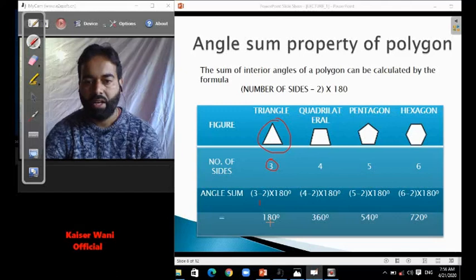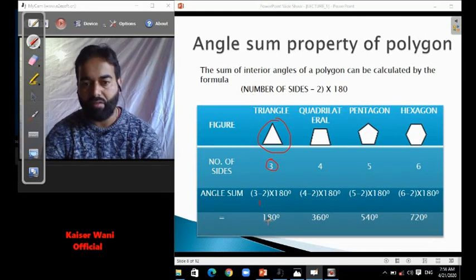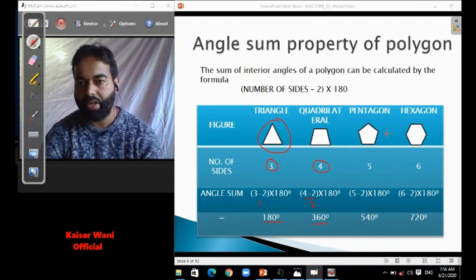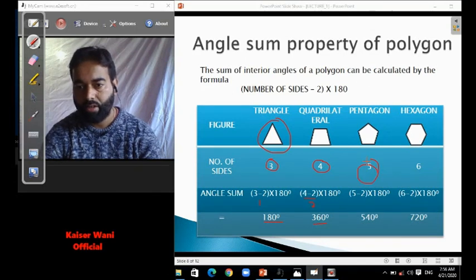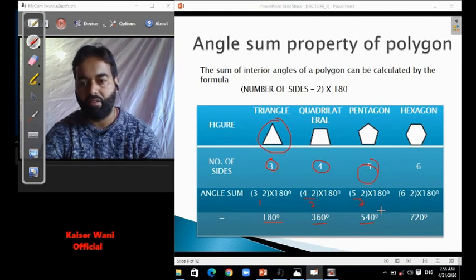So we are saying that the sum of angles, we are talking about the interior angles, of a triangle is equal to 180. So if we have a quadrilateral, what is the number of sides? 4. Okay. Then angle sum: 4 minus 2 is 2, into 180, that is equal to 360. Okay. In case of a pentagon, we have 5 sides. 5 minus 2, that is 3. 3 into 180 becomes 540. So we can say in a pentagon, the sum of interior angles is always 540.